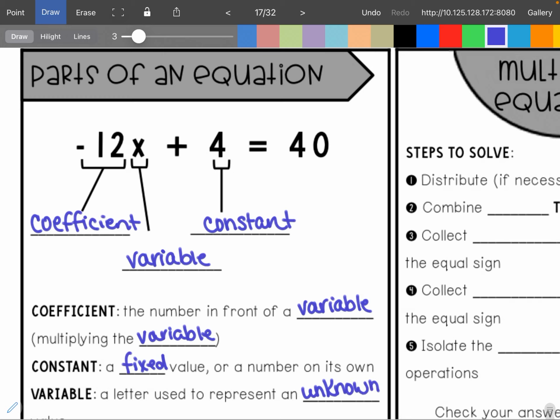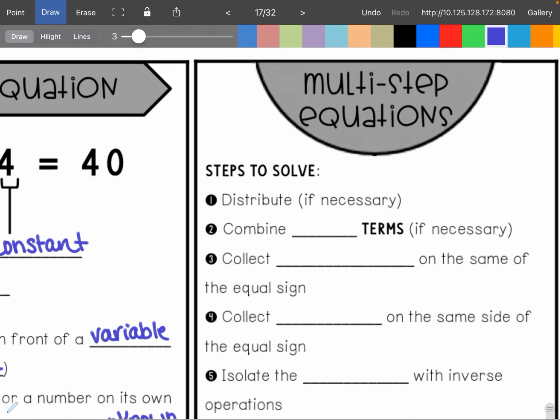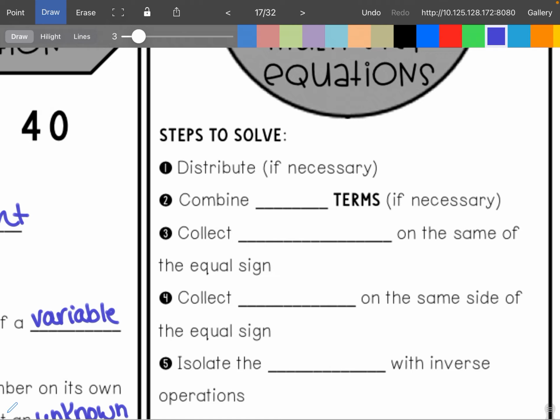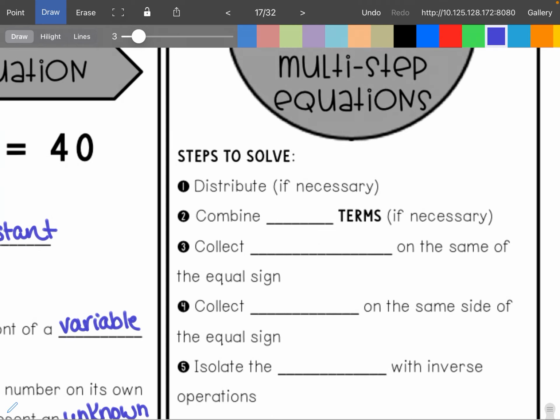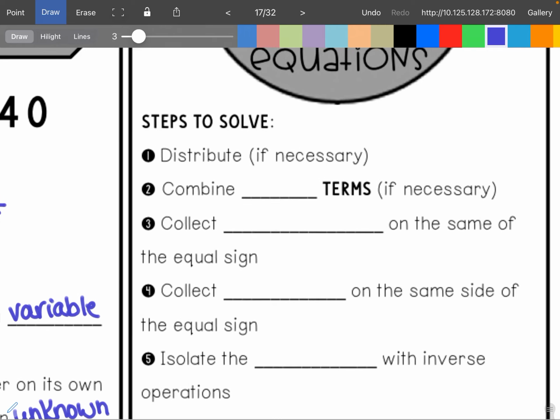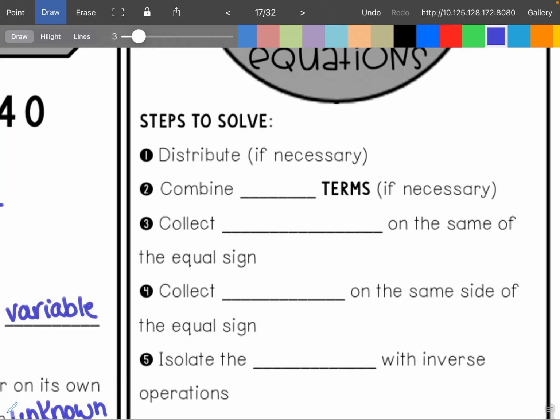You've been doing 1- and 2-step equations for a number of years. This year we step it up with multi-step equations. And this little list right here, keep it handy because it's going to help you solve these multi-step equations. First thing you always want to do is distribute if necessary. If you cannot distribute, look and see if you have any like terms that you can combine. That will be your second step.